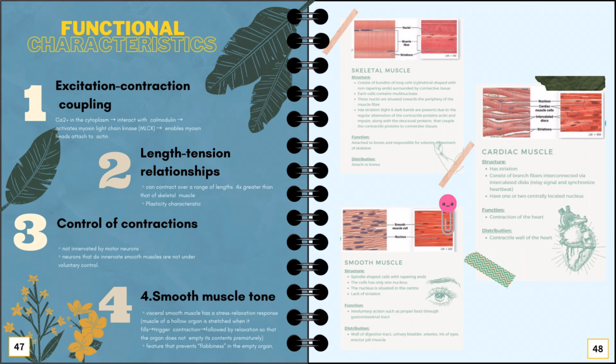So as you can see, there are 4 functional characteristics for our smooth muscle. The first one is excitation-contraction coupling, the second is length-tension relationships, the third one is control of contractions, and lastly, smooth muscle tone. On the last page of our function of muscles, you can simply see the difference between skeletal muscle, cardiac, and smooth muscles. So I hope that this will help you to differentiate between the 3 muscles.